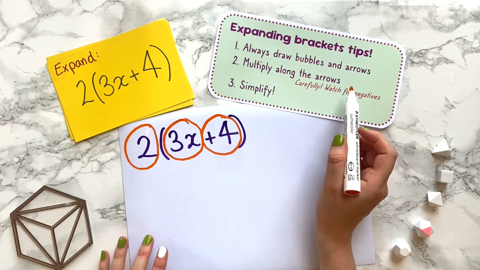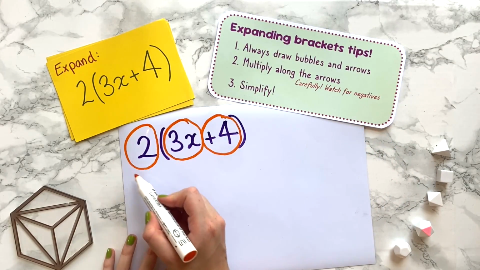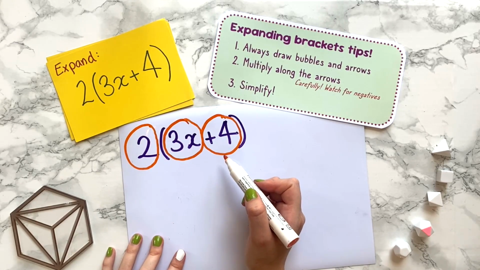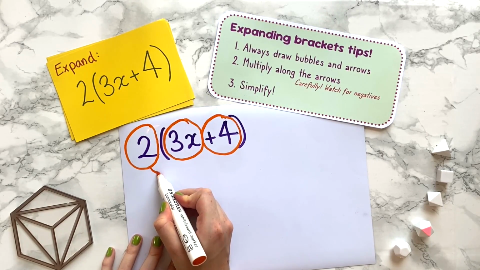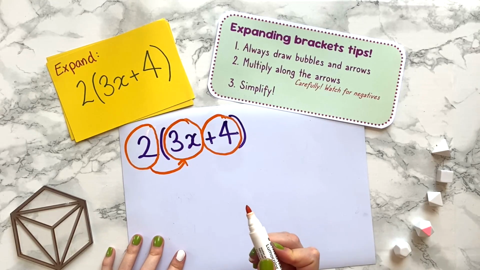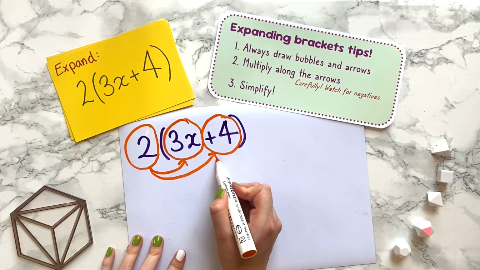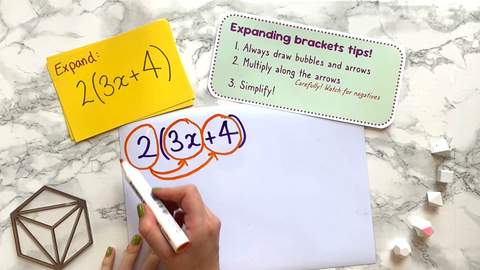Next, we're going to draw on some arrows. So the arrows are going to go from the bubble outside the bracket into the 2 bubbles inside the bracket. So we're going to do one arrow from this bubble to the first term in the bracket, and we're going to draw another arrow from the term outside the bracket to the next term in the bracket. So all the arrows start from this term outside the bracket.